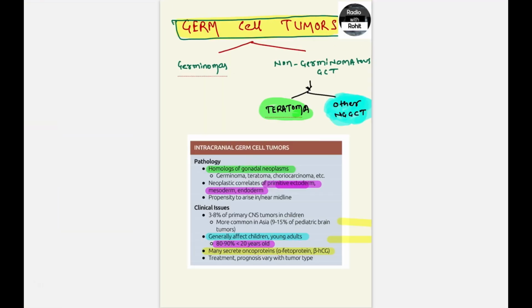Now we will discuss the most common type, about 40% of pineal masses, which come under the germ cell tumors. Germ cell tumor may be germinoma or non-germinomatous. Two thirds of germ cell tumors are germinomas, while one third are non-germinomatous germ cell tumors. Most common among them is teratoma or other non-germinomatous germ cell tumor.